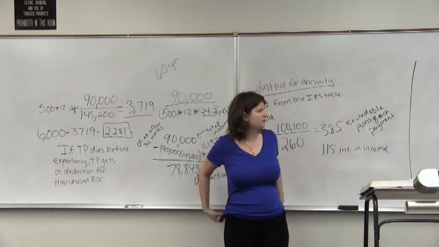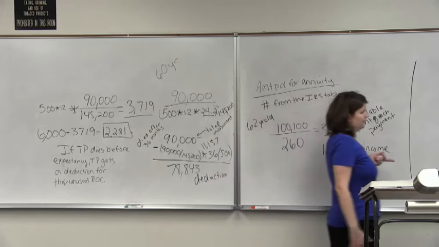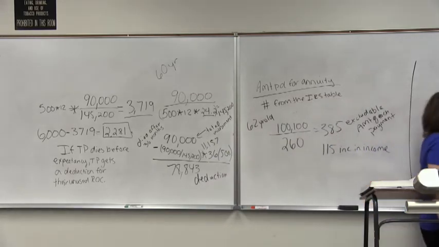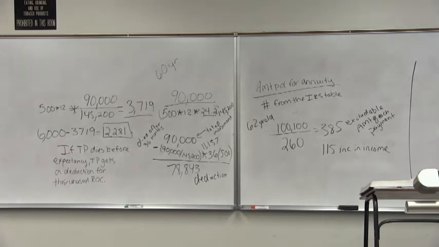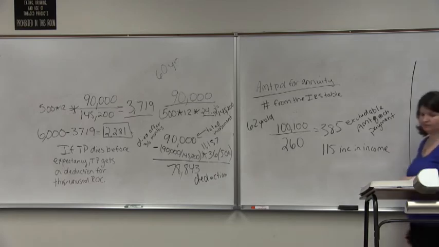The next one is an Employee Achievement Award. For this to qualify, it has to be less than $400 a year. It has to be a value of less than $400, and it cannot be cash. It has to be tangible personal property.